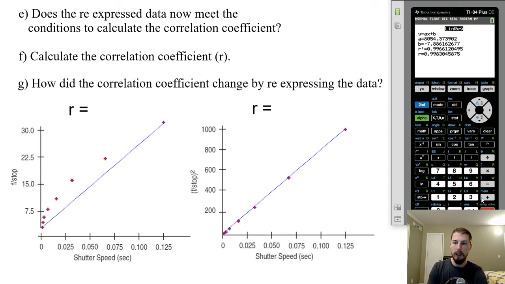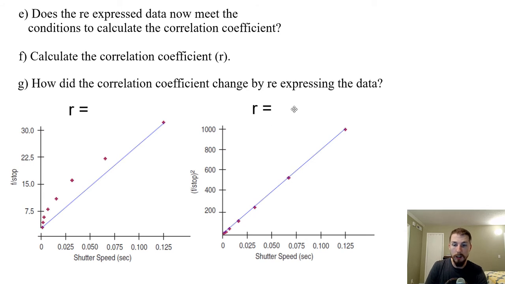And then hit calculate, and now it's almost 1, right? So 0.998, where it used to be 0.979. So it didn't increase that much. Both of those are very, very strong. This one's nearly a perfect correlation, right?